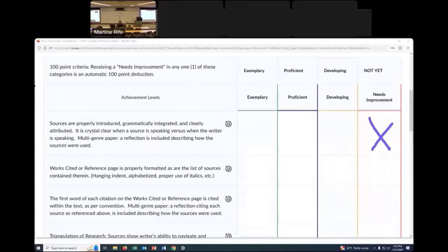Or there could be sources in the paper throughout, no works cited attached. Or there could be a works cited attached, and there are 0 citations in the body of the paper. These are all things that I have every semester, no matter what.